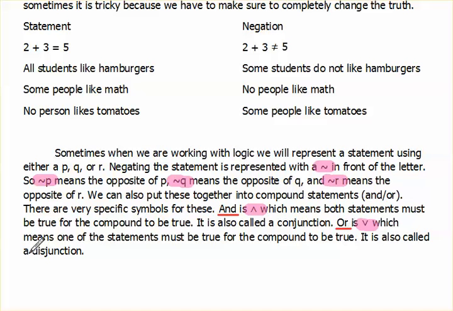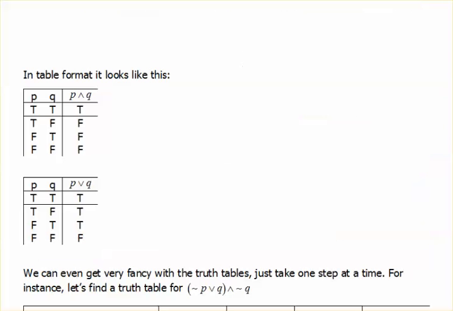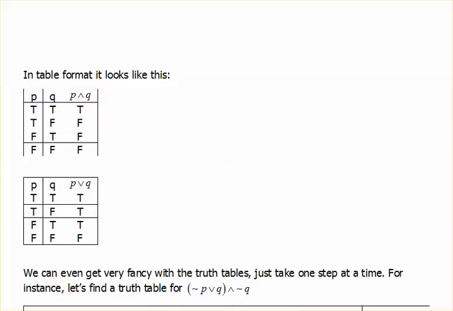Now, or is also called a disjunction, and and is also called a conjunction. So conjunction is bringing together, or disjunction is kind of breaking apart. I know I'm throwing a lot of stuff at you really quickly, and I'm sorry for that, but there is a lot of information in this section.